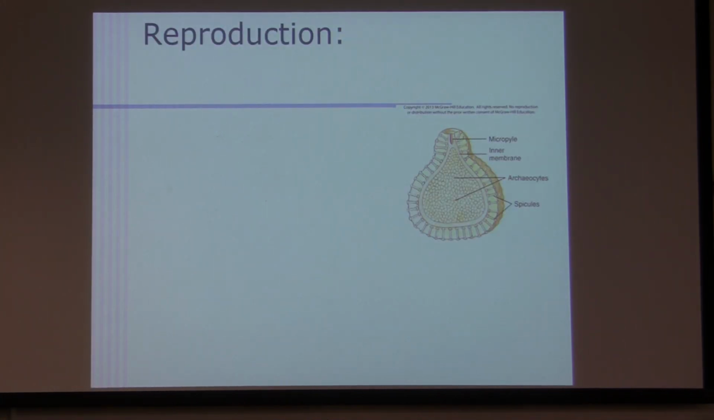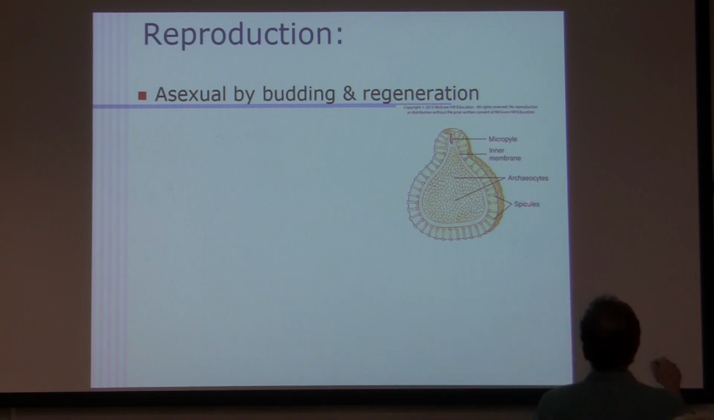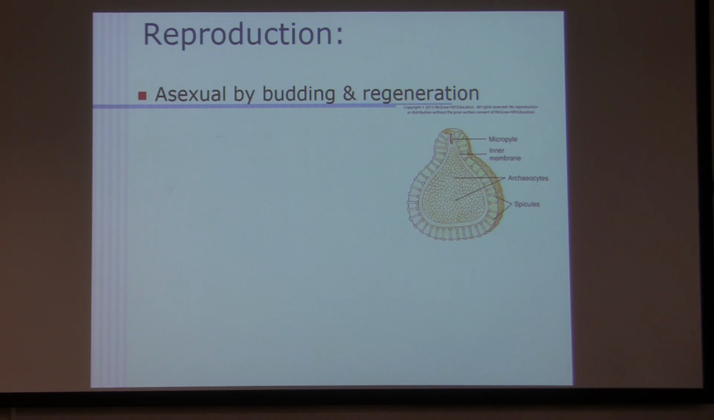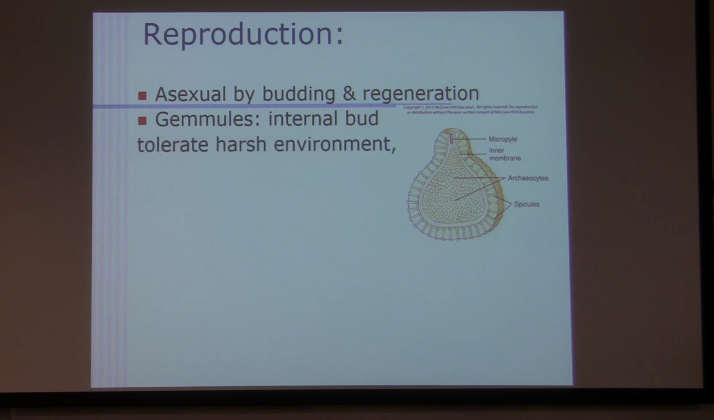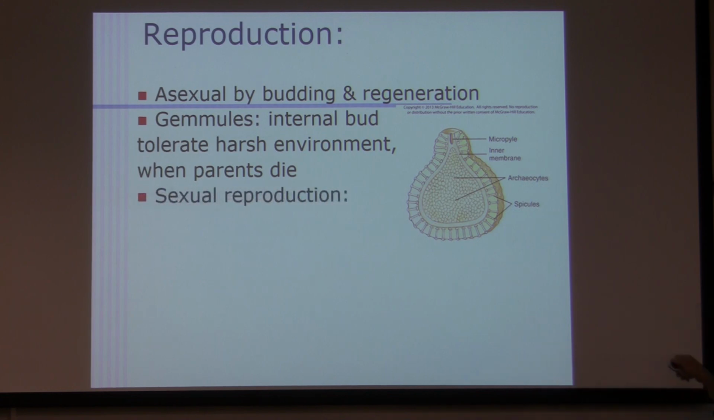Here they are, reproduction. We do have gemmules in the lab. Do not worry about all of these structures. Asexual reproduction is by budding and regeneration. Gemmules are internal buds. They let sponges tolerate harsh environments. When parents die, gemmules survive. Sexual reproduction also occurs. They're monoecious.